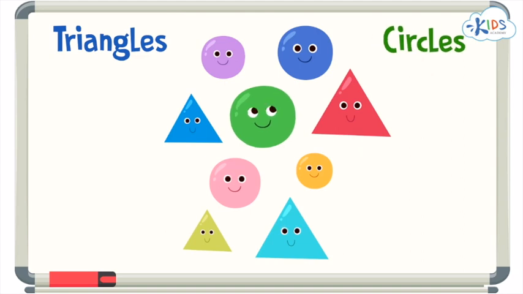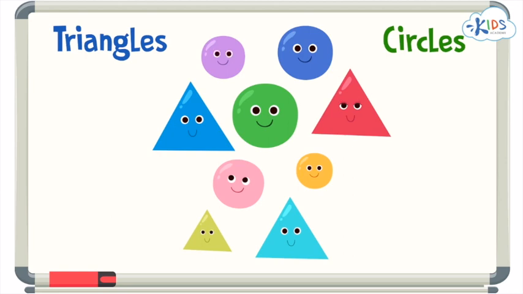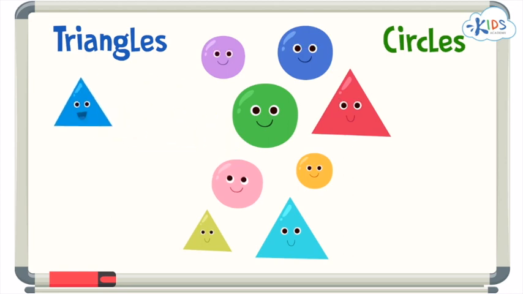Let's use the same strategy as before and sort group by group, or in this example, shape by shape. Let's get started with triangles. After we've sorted our shapes, we can count them. Here's the first triangle. Let's put it in the group for triangles. Are there any more triangles? Well, now it's your turn.